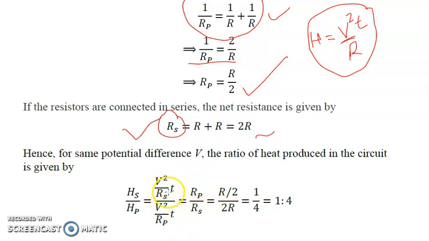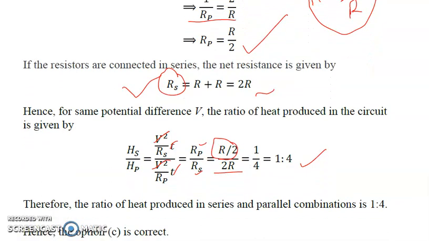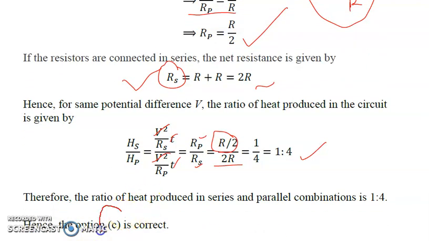Ultimately all of these things get cancelled. V square is cancelled by V square and time is cancelled by time. Rp goes into the numerator and Rs comes into the denominator. Rp is R by 2 and Rs is 2R, so the final answer is 1:4. So the heat produced in parallel and series is in the ratio 1:4. It means option C is correct.